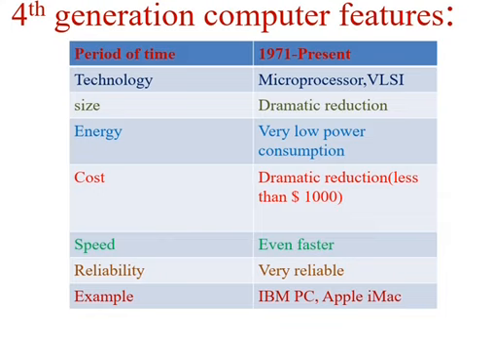Reliability, very fast, very reliable, and the examples are IBM PCs and Apple iMac, which are examples of fourth generation computers. I hope you understand it easily.